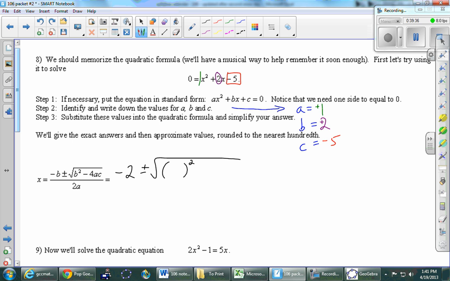Are we calculating or are we texting? What are we doing here? Oh, calculating. Okay, good.